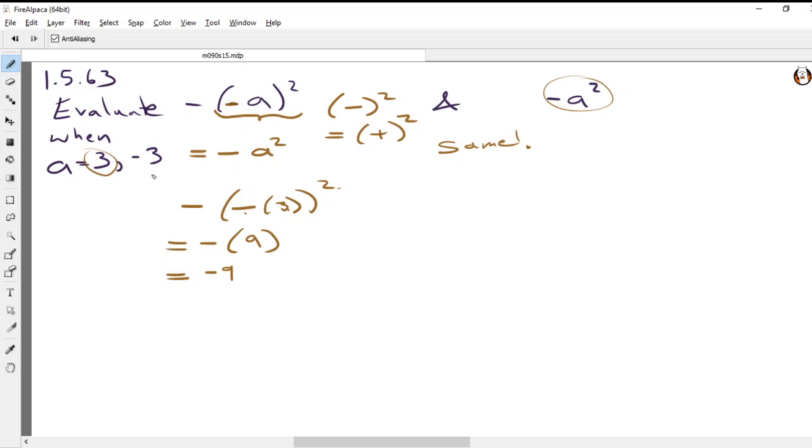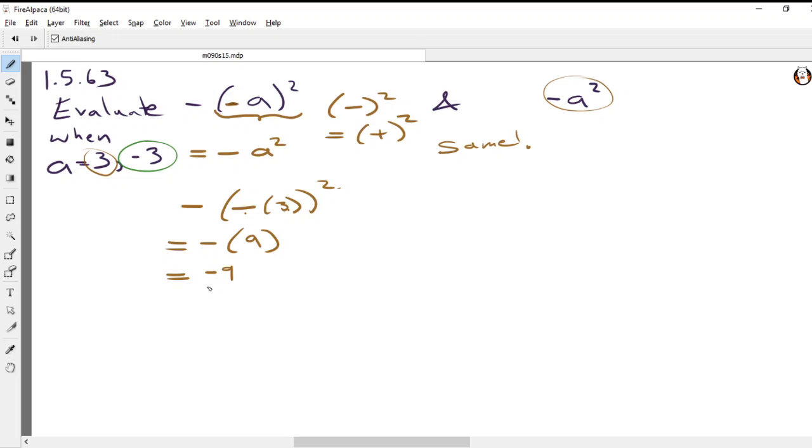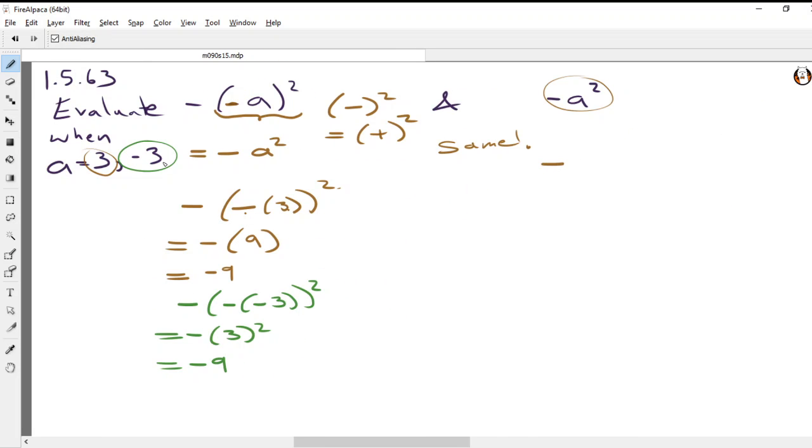And then to do the negative 3, let's switch colors to separate this out. I'm going to take a negative 3 and square it. That's a negative 3 squared. That's a negative 9. These end up being the same as well. Over here, negative, and we'll do 3 again. 3 squared is square it to get 9, then make it negative, a negative 9.